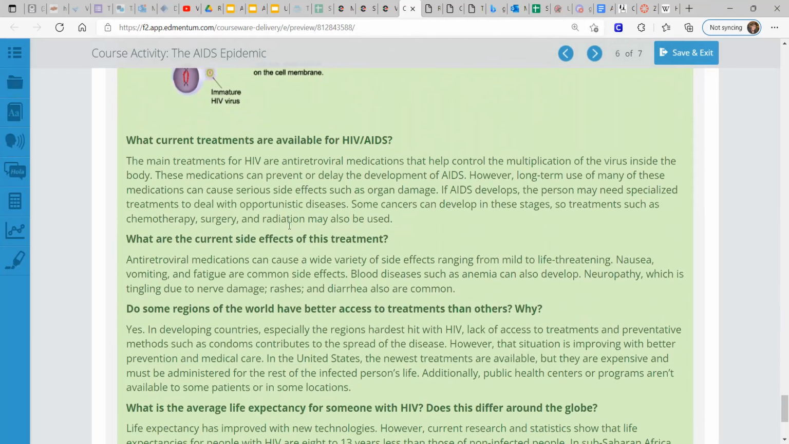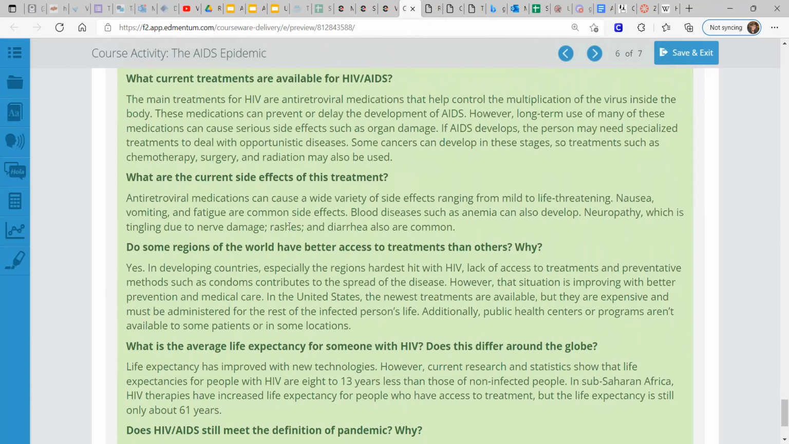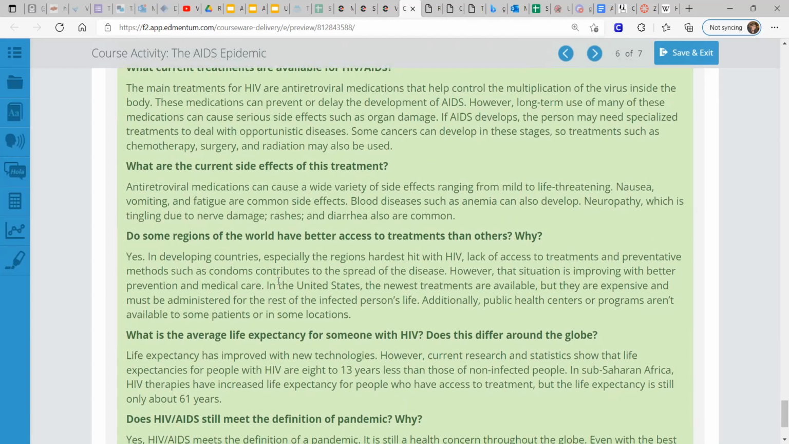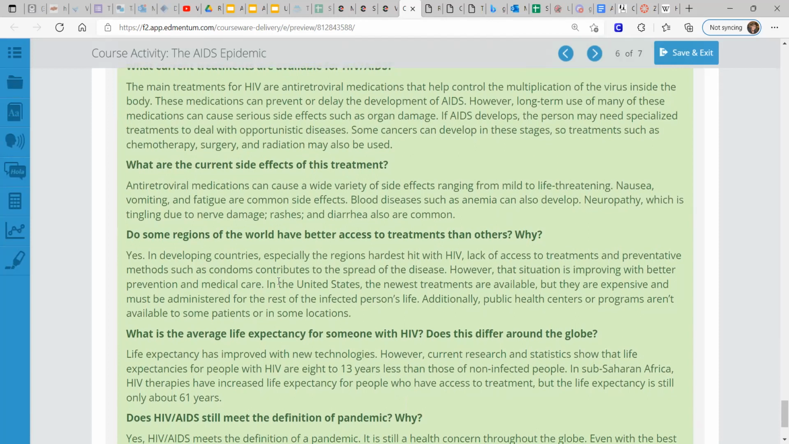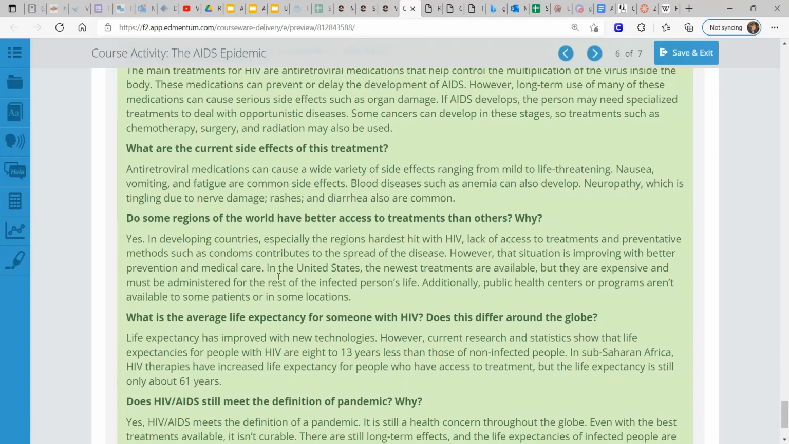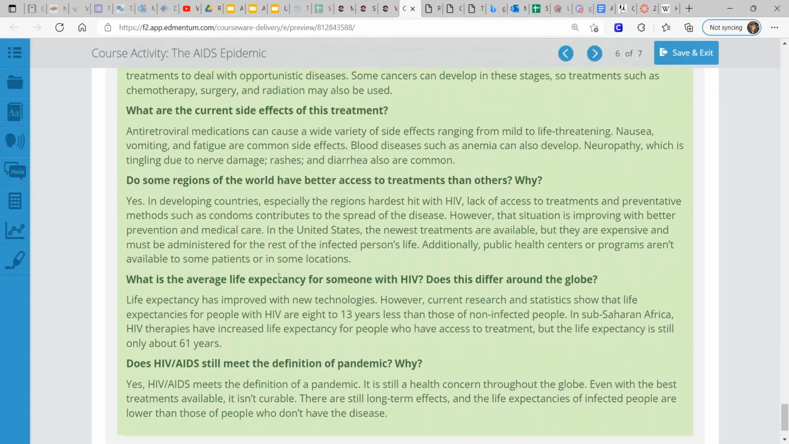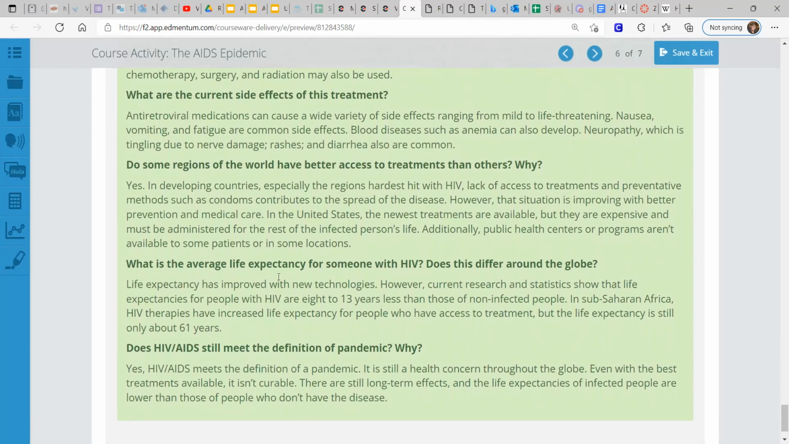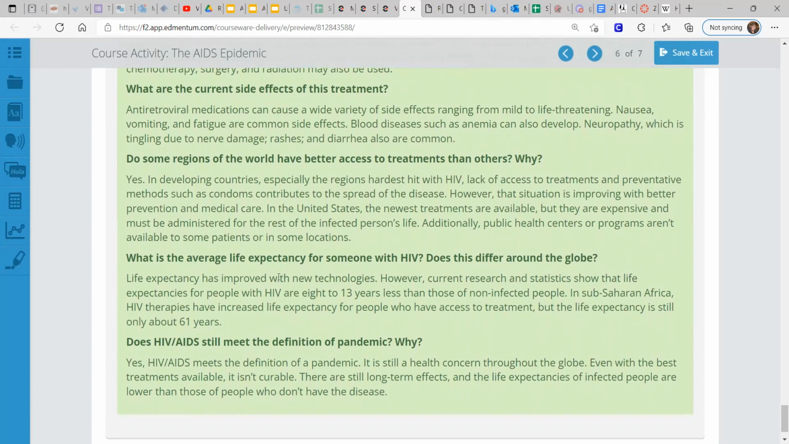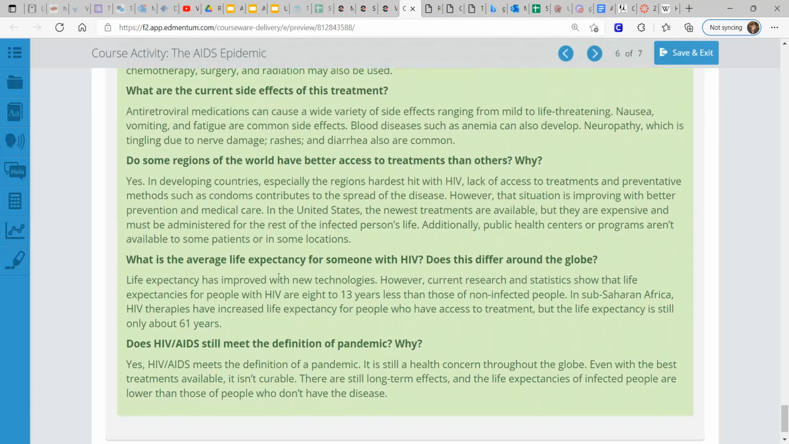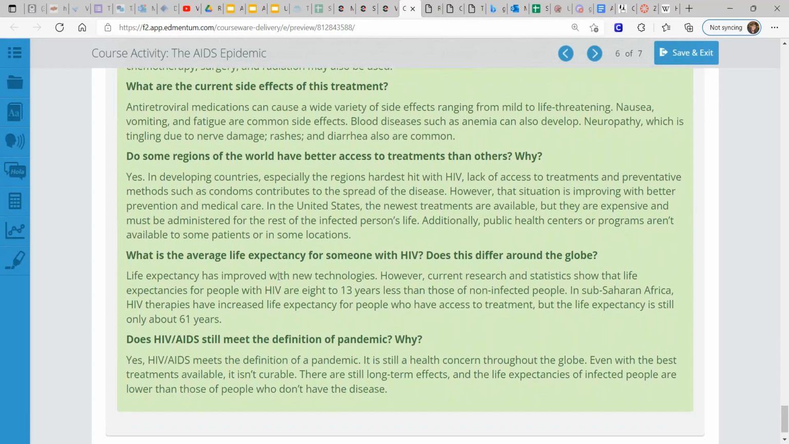What current treatments are available for HIV/AIDS? What are the current side effects? Do some regions of the world have better access to treatments than others? What's the average life expectancy for someone with HIV? Does this differ around the globe? Does HIV/AIDS still meet the definition of a pandemic? Why? All right. So these are some of the answers you will find, but you need to tell me where you found the information, what sources.